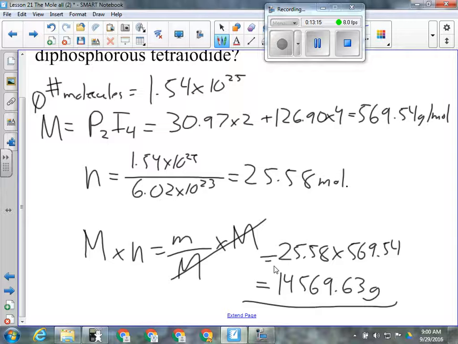I can ask you to calculate number of moles. I can ask you to calculate mass. I can ask you to calculate the number of molecules, or I can give you the number of molecules and ask you to calculate mass. Those are the only 4 ways I can ask a mole equation question.